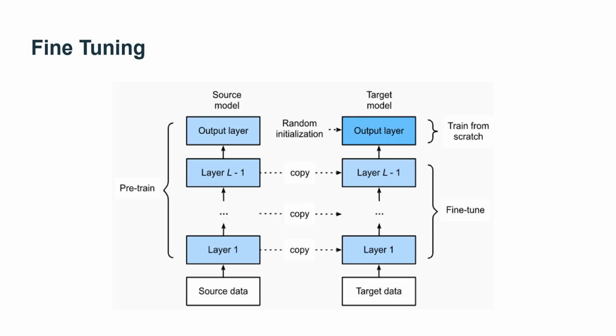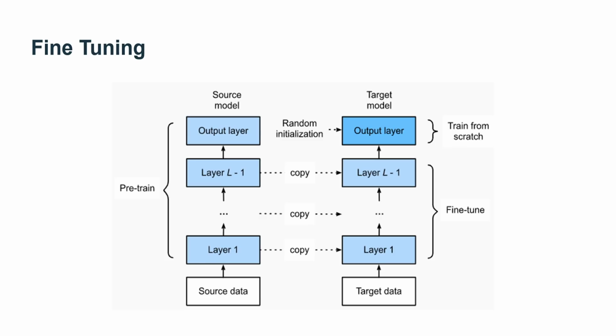First, we train a neural network model, for example the source model, on a source dataset. Second, create a new neural network model, for example the target model. This replicates all model designs and their parameters on the source model except the output layer. We assume that these model parameters contain the knowledge learned from the source dataset, and this knowledge will be equally applicable to the target dataset.